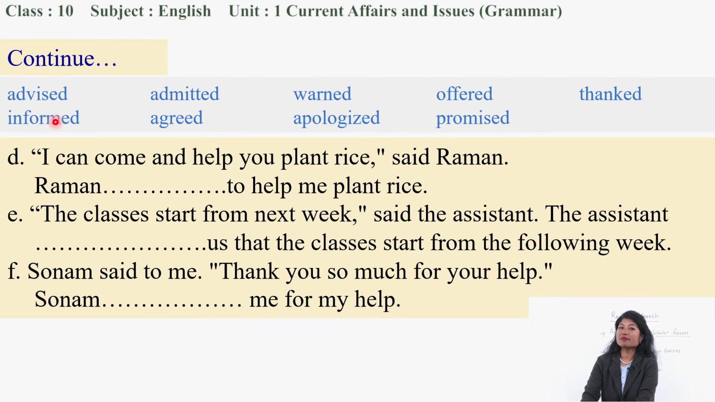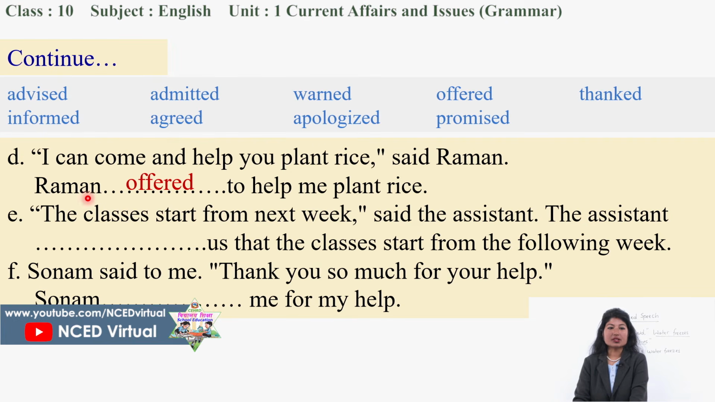Now, a few blanks are remaining. Let's talk about them. I can come and help you plant rice, said Raman. What is he doing? Offering, right? He is offering. So Raman offered. Offered is the right answer over here. Offered to help me to plant rice.